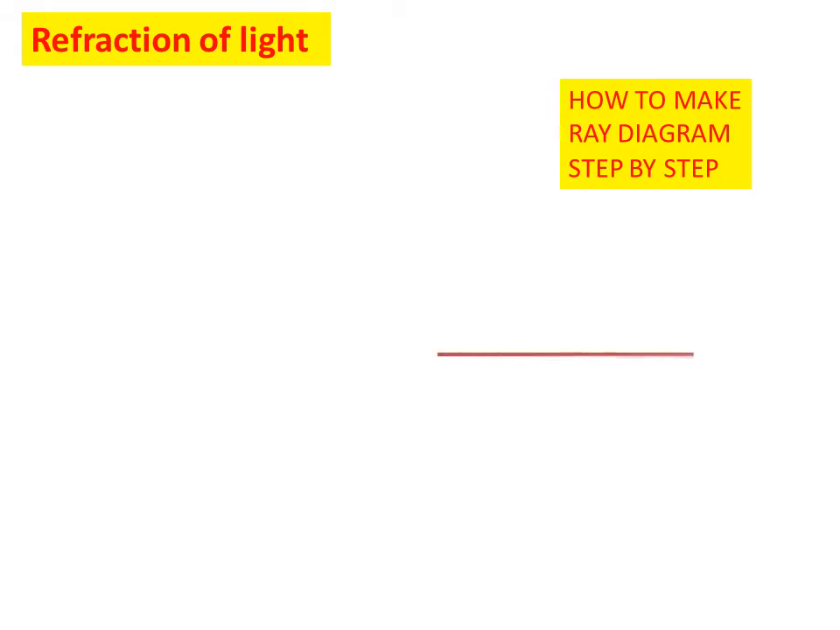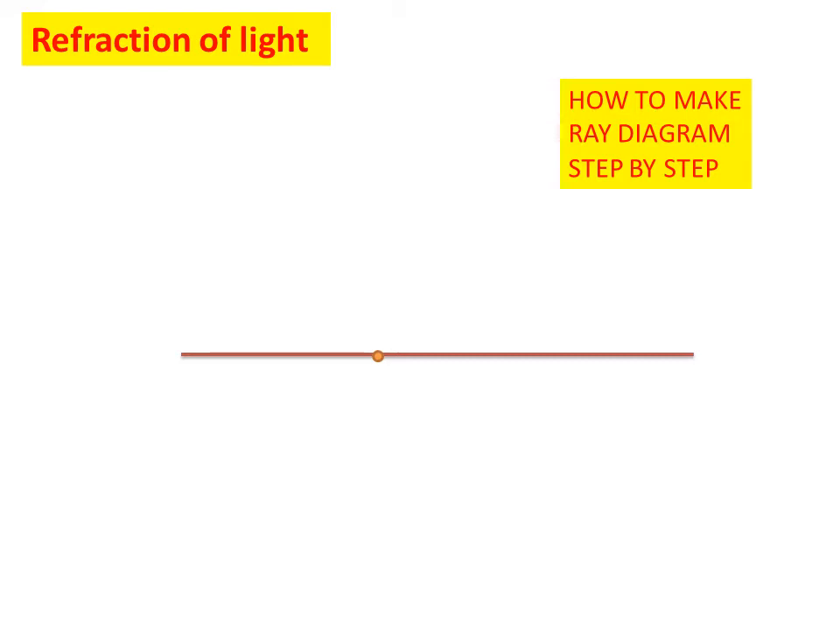So, first of all, we have to draw a horizontal line to indicate the separation between rarer and denser medium like this. Here we have the rarer medium, and below this line we have the denser medium. Here light passes from optically rarer to denser medium. Now we place a point of incidence here like this.